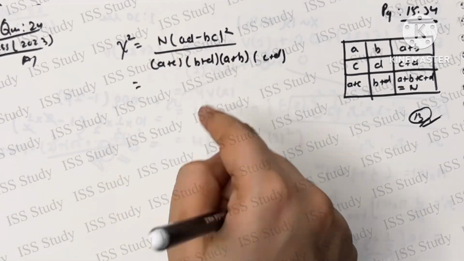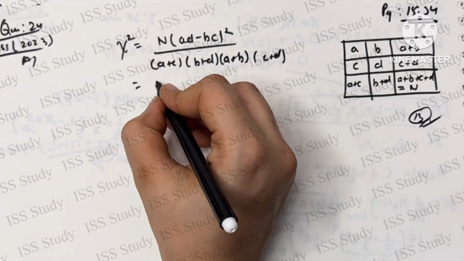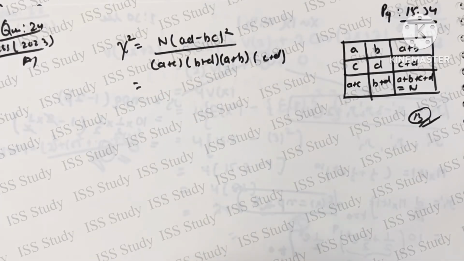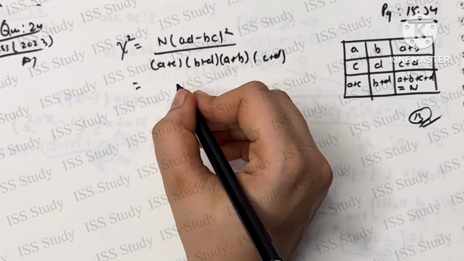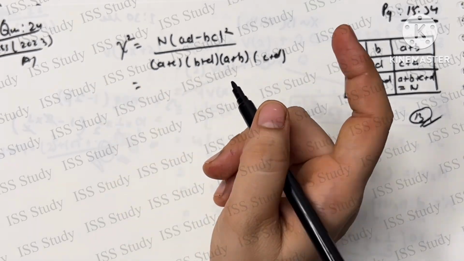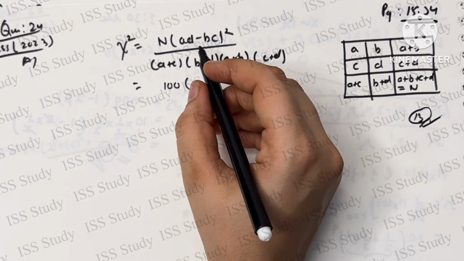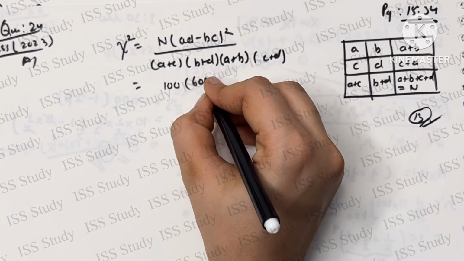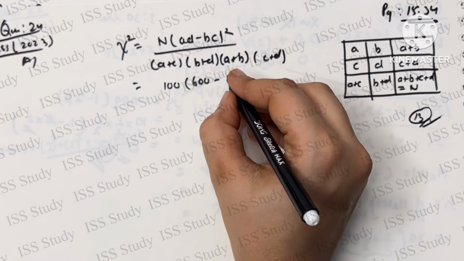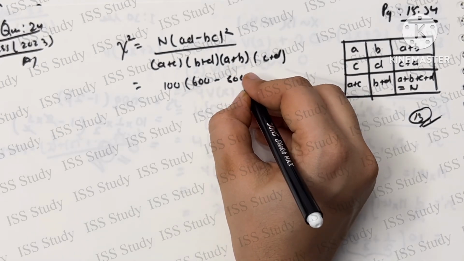Here you can see in the question, what is the value of N? N is the sum of all four given values, A, B, C, D. So it is 30 plus 30 is 60, then 60 plus 20 is 80, 80 plus 20 is 100. So N is coming 100. Now AD, A into D means 30 into 20, which is 600. Again B into C, B into C means 30 into 20, which is again 600, and there is a whole square.